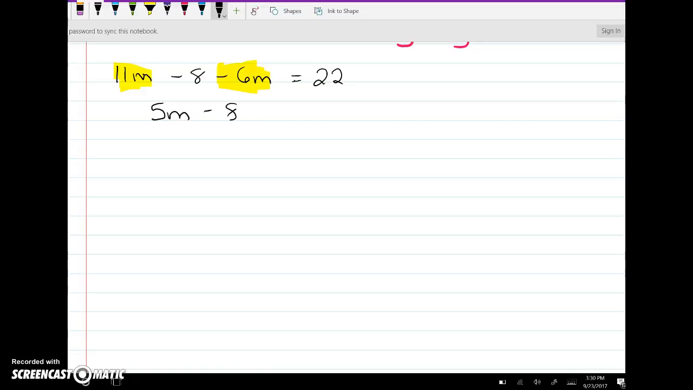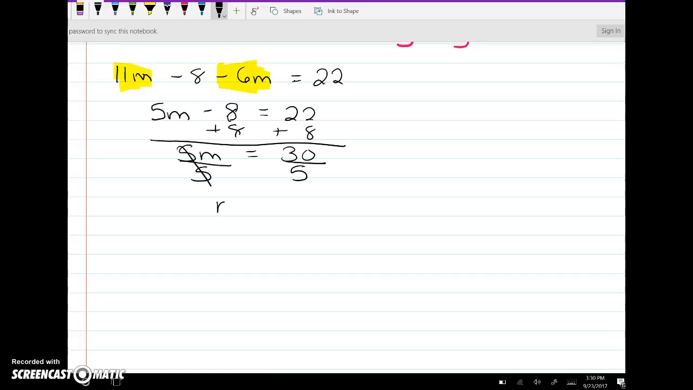Minus 8 equals 22. Now, it doesn't matter if you had negative 8 minus 5m, negative 8 plus 5m, or 5m minus 8. It will work the same both ways. We're going to add 8 to both sides. We get 5m equals 30. Divide both sides by 5. The 5's cancel out, and we get m equals 6.